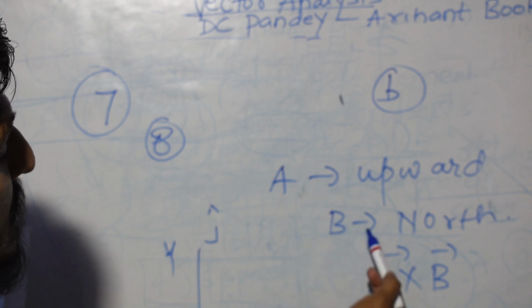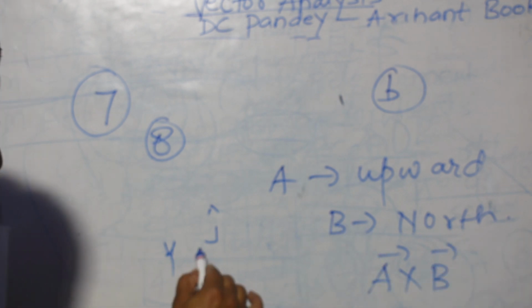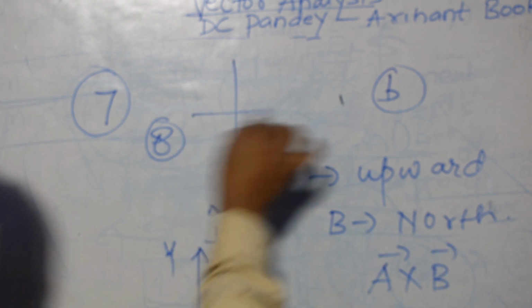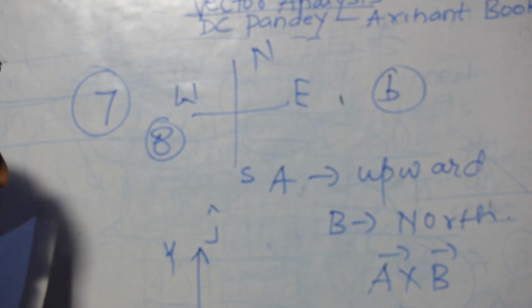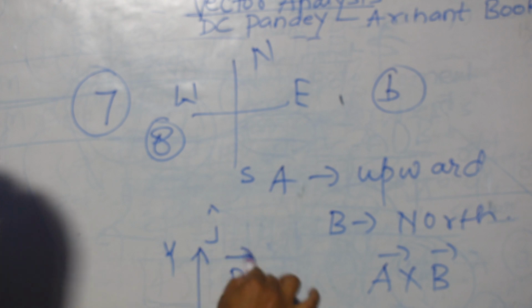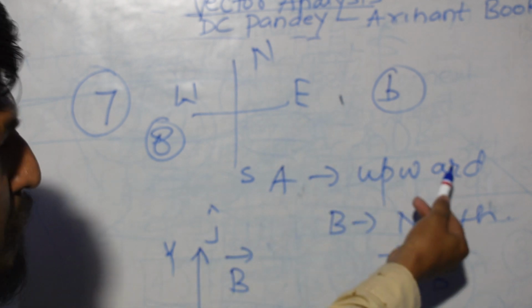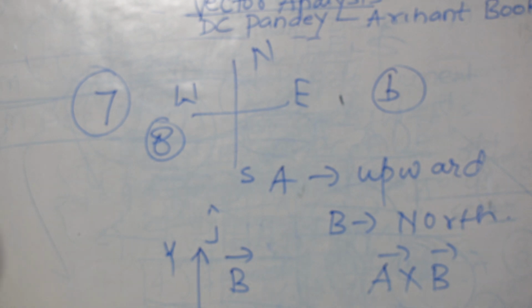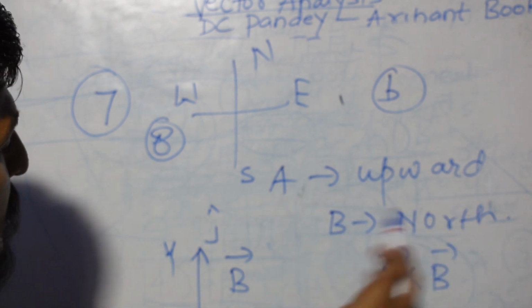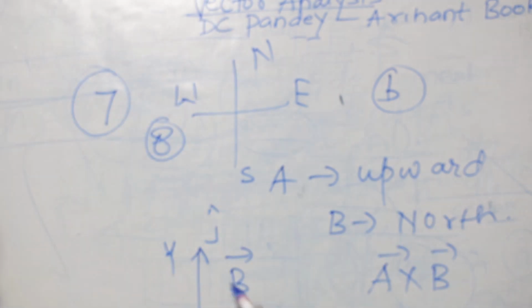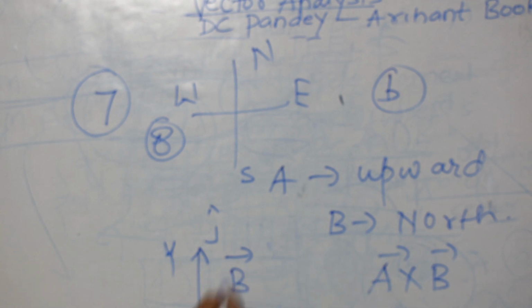Now B is toward north. So this one is north. This is south, this is west, and this is east. Now the B vector is facing north, and A is facing upward. Now we have to find the cross product of A and B. A is facing upward and B is facing north.